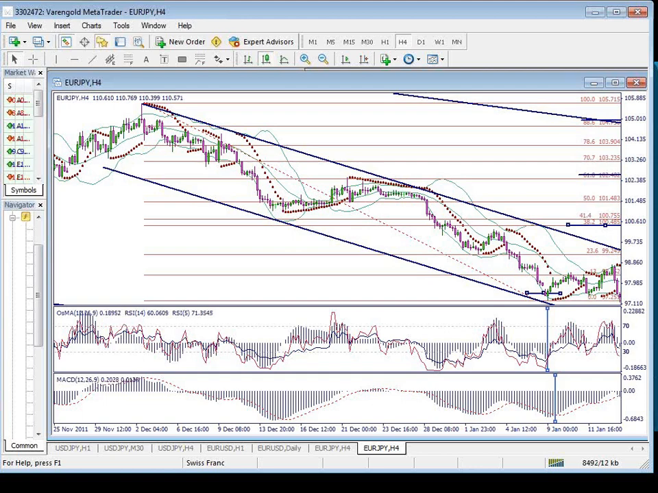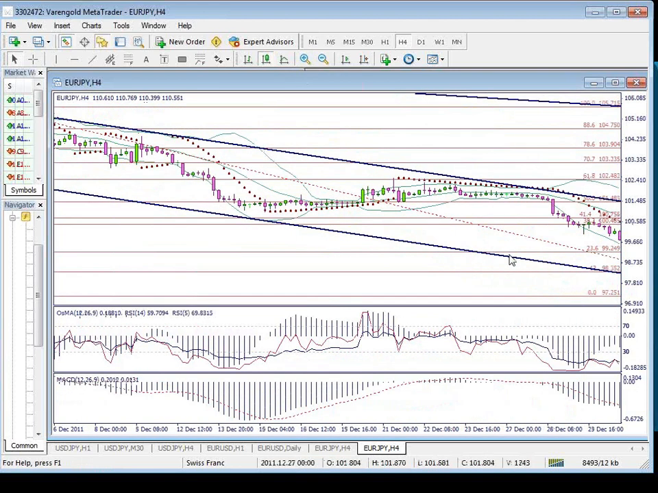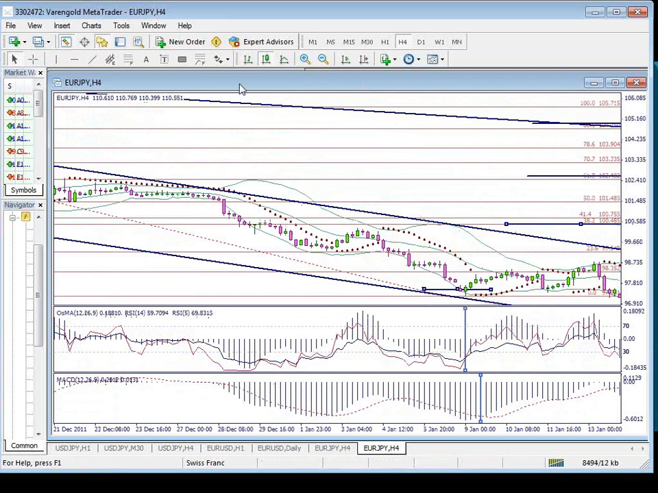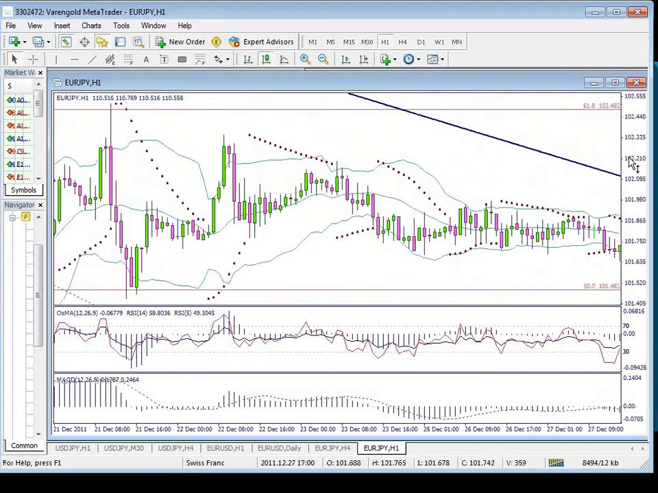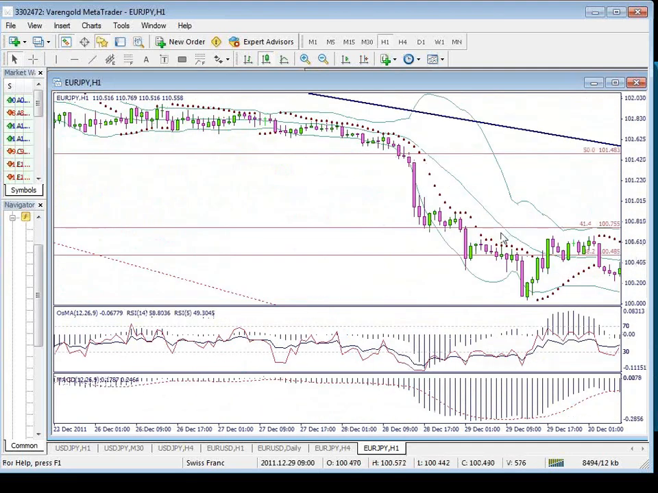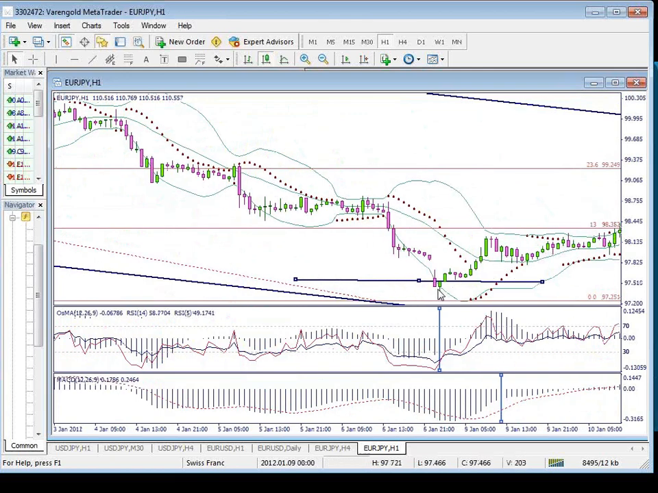Okay, the stop loss decision. The stop loss decision was made before the signal appeared. I went to a smaller time frame, and the stop loss was immediately under the body of that candle.